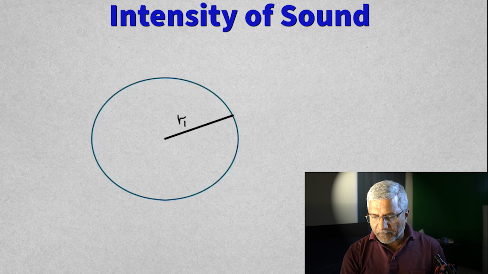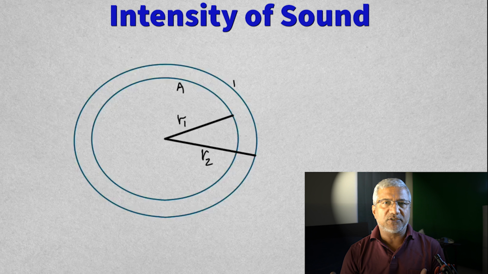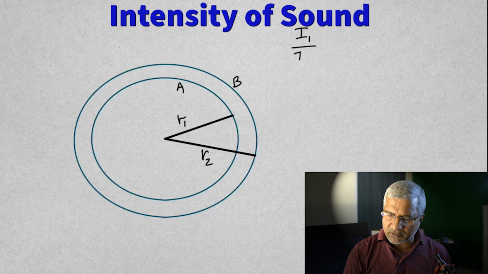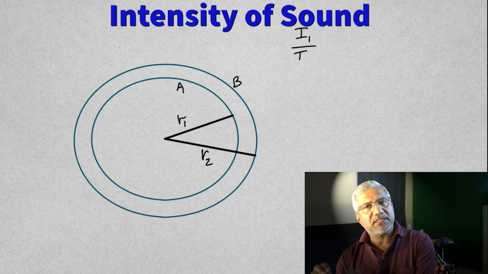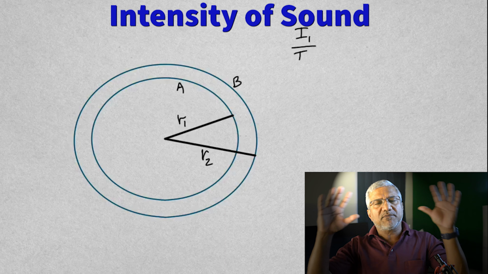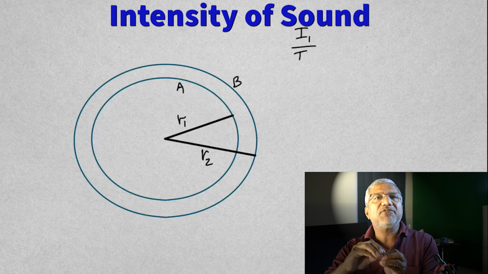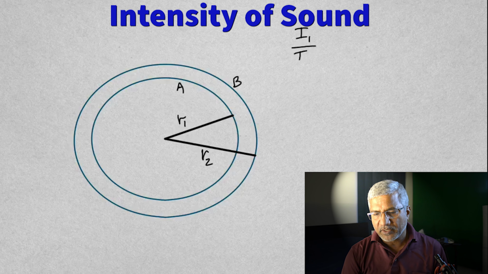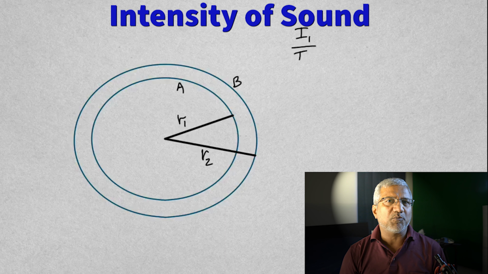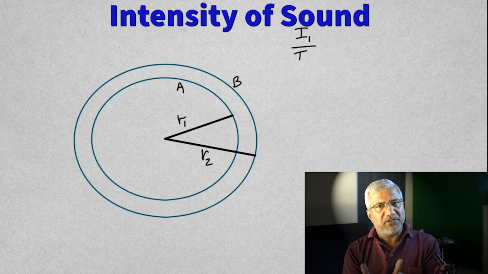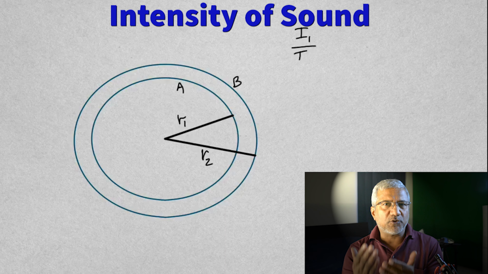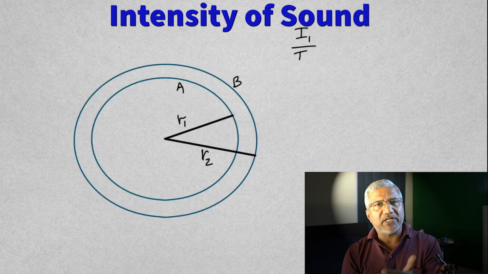On the other hand, if the person moves further away and is now at a distance R2, then he's going to hear an even smaller intensity, because the sphere becomes bigger. As you can see, the sphere is bigger here, and only an even smaller part reaches him. Therefore, it's the surface area of the sphere that comes into play. The surface area of a sphere is 4 pi r squared, 4 times pi times the radius squared of the sphere.